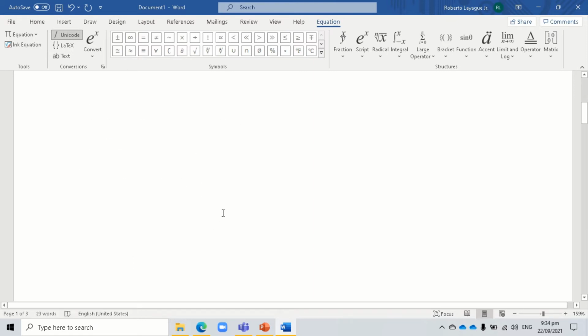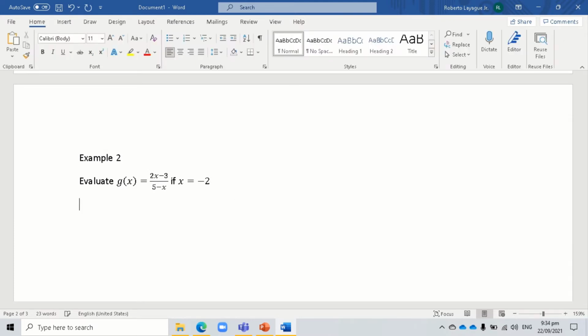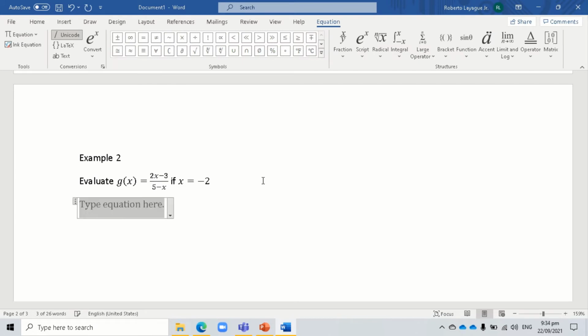Okay, now let's go with another example. I have another example here. So we have a rational function. Once again, I just want to copy now the function. It's a rational function. So I have here g of x equals 2x minus 3 over 5 minus x. So we want to evaluate. So let's now get our input.